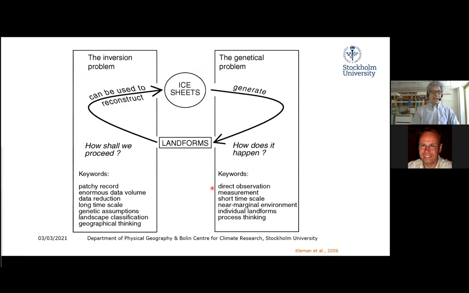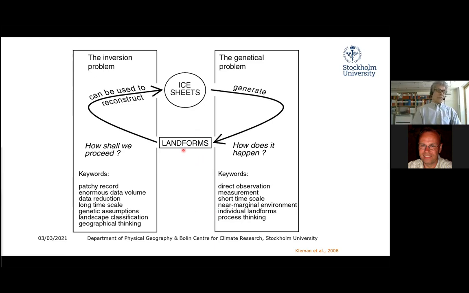We make direct observations. We go to ice sheets and measure, so it's measurements. This is all short time scale, a near-marginal environment, because we can't get to the subglacial environment. We're basically looking at individual landforms. And this is all about process thinking, right? How does it happen? How can I measure, how can I infer all that?